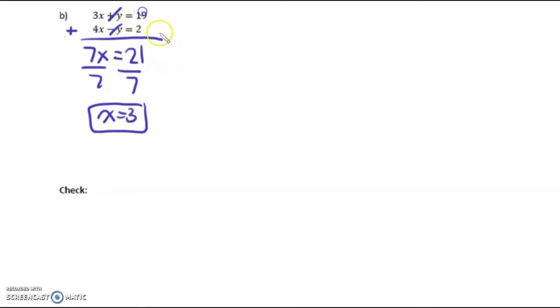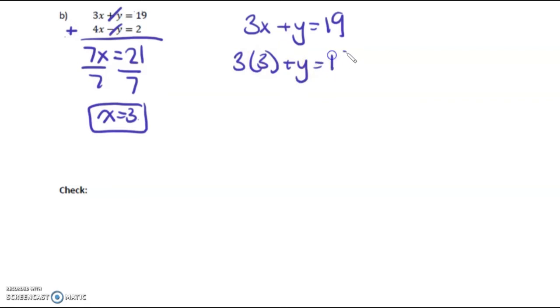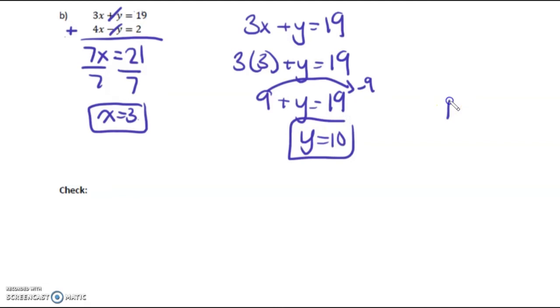So choose either of the two originals. I'll just do the first one. And we're going to sub 3 in for x. So 3 times 3 plus y equals 19. 9 plus y equals 19. And then we can bring over that 9. It becomes negative 9. So y equals 10. Our point of intersection is 3, 10.